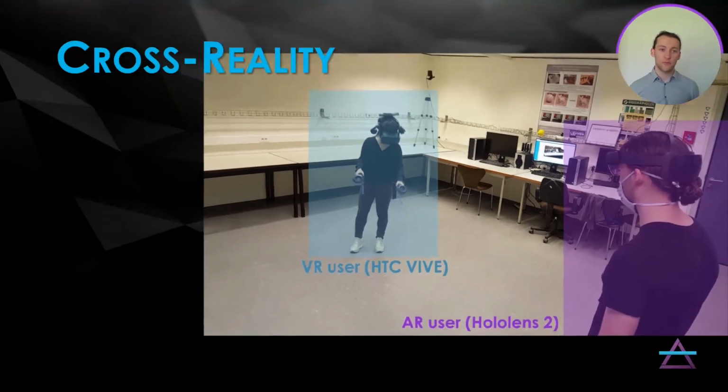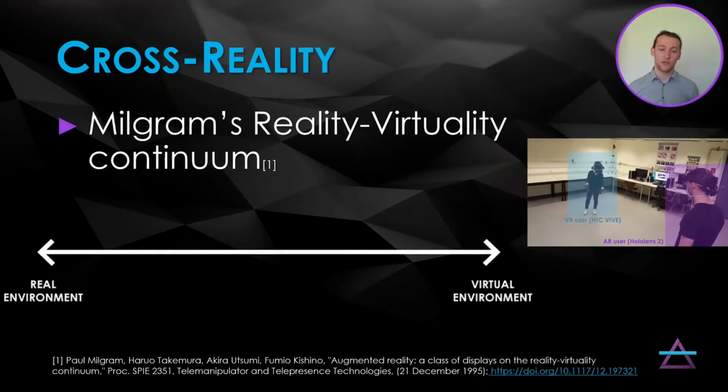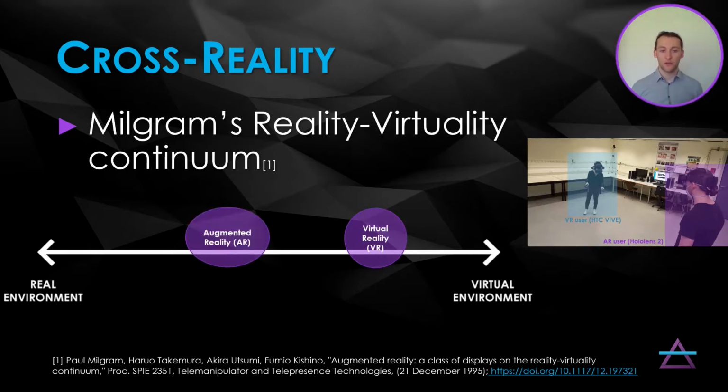We often describe these realities through Milgram's reality virtuality continuum, which ranges from the real environment to the virtual environment and all the realities in between. For example, VR will be situated on the right of the spectrum, while AR is more located towards the center, being a combination of both real and virtual elements. And then the physical reality is all the way to the left, and users in the physical reality are often referred to as external or non-immersed users.